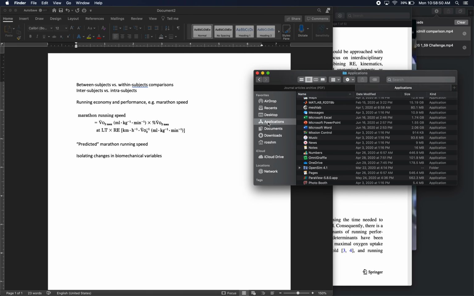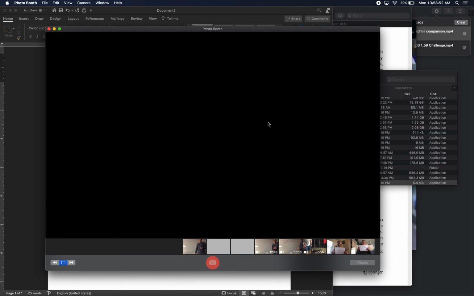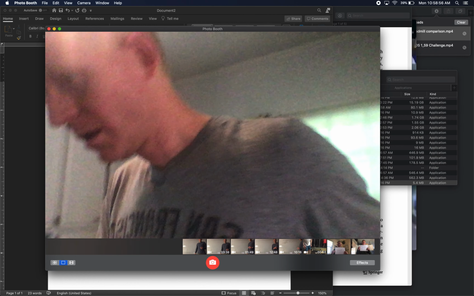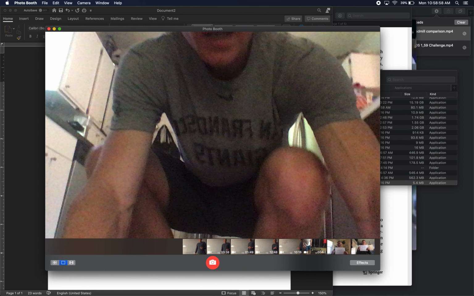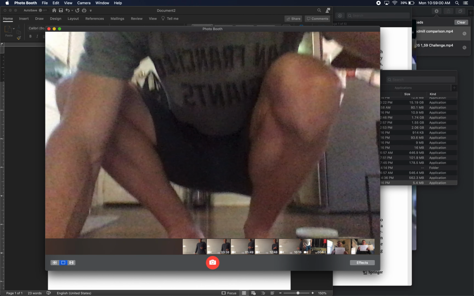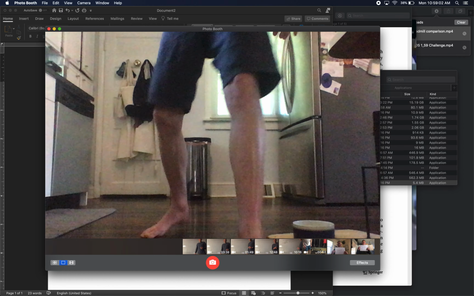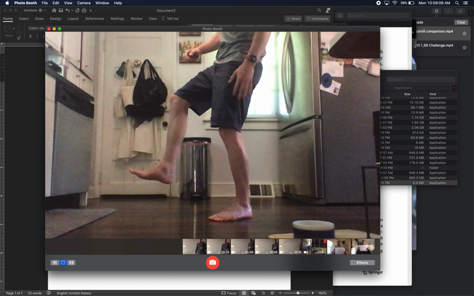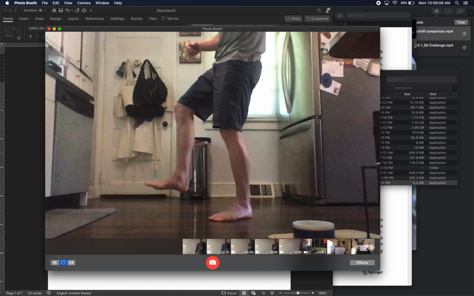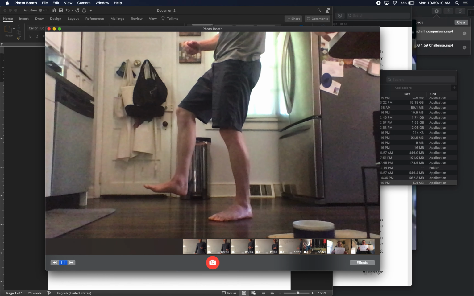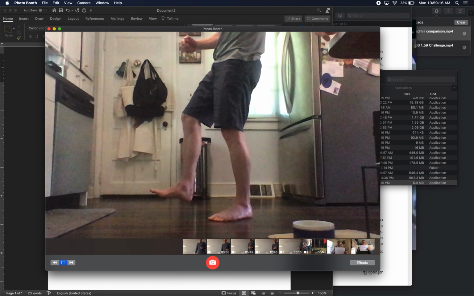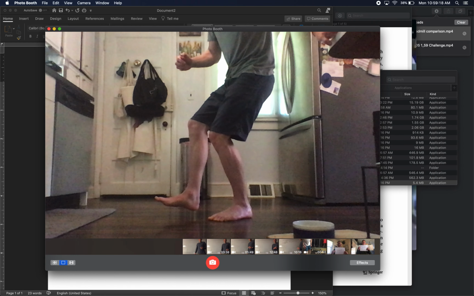Let me pull up my video here again and go to my budget gait lab here, the kitchen floor. Okay. Let's suppose that I am in the middle of my stance phase here with my right leg, and I find a result that says, well, having greater knee flexion in the stance phase is associated with better running economy. And so I want to have a more flexed knee in my stance phase of running.